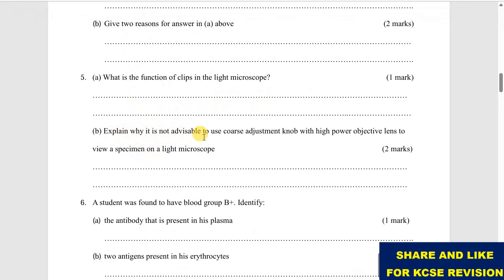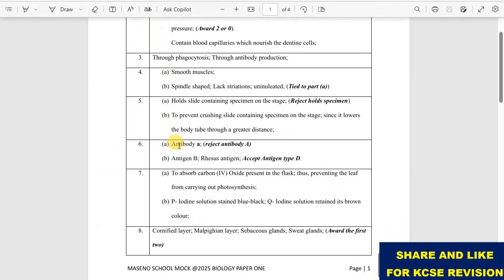Explain why it is not advisable to use the coarse adjustment knob with a high power objective lens to view a specimen on a light microscope. Why do we advise not to use that? It is to prevent crashing the slide containing the specimen on the stage, since it lowers the body tube through a greater distance.